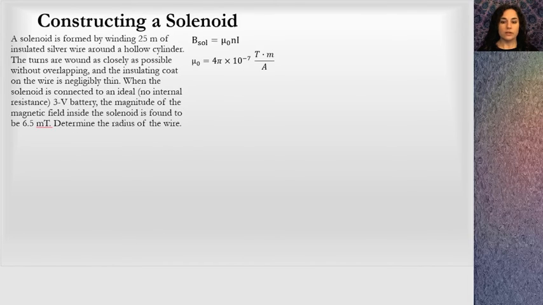I picked out an interesting problem. I borrowed this from Cutnell and Johnson in their back of the chapter problems. A solenoid is formed by winding 25 meters of insulated silver wire around a hollow cylinder, and that's a pretty easy way of just creating a solenoid. The turns are wound as closely as possible without overlapping, and the insulating coat on the wire is negligibly thin.